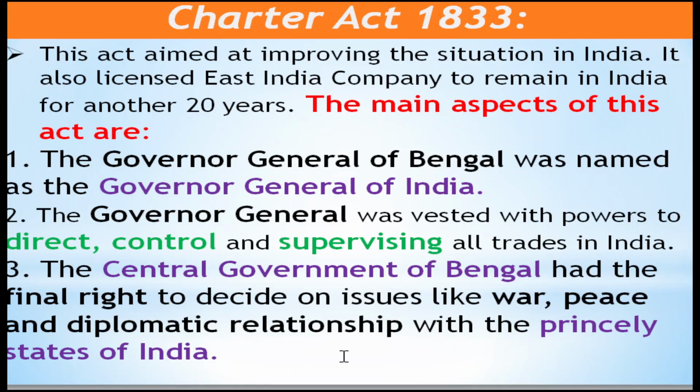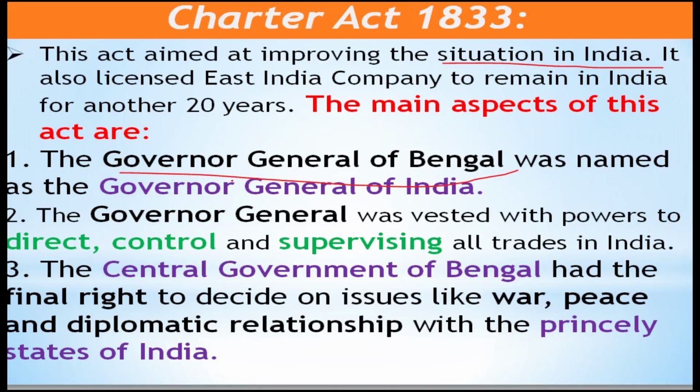1833 Charter Act, after 20 years. This Act aimed to improve the situation in India. It licensed the East India Company for the remaining 20 years. The main aspect of this Act is what?